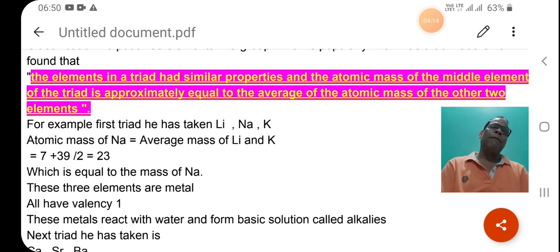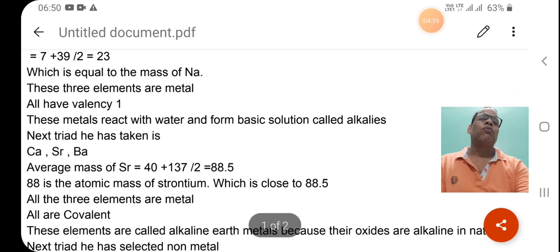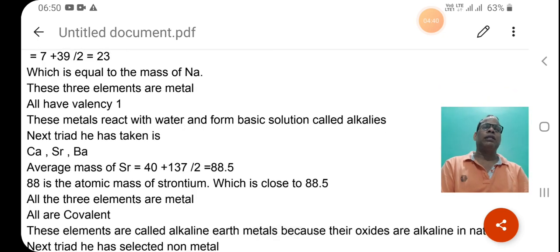Now, regarding the properties of these three elements, as you all know, these three elements are first of all metals. All are monovalent, it means they have valency 1. Next, these metals react with water and form basic solutions, which are called alkalis.